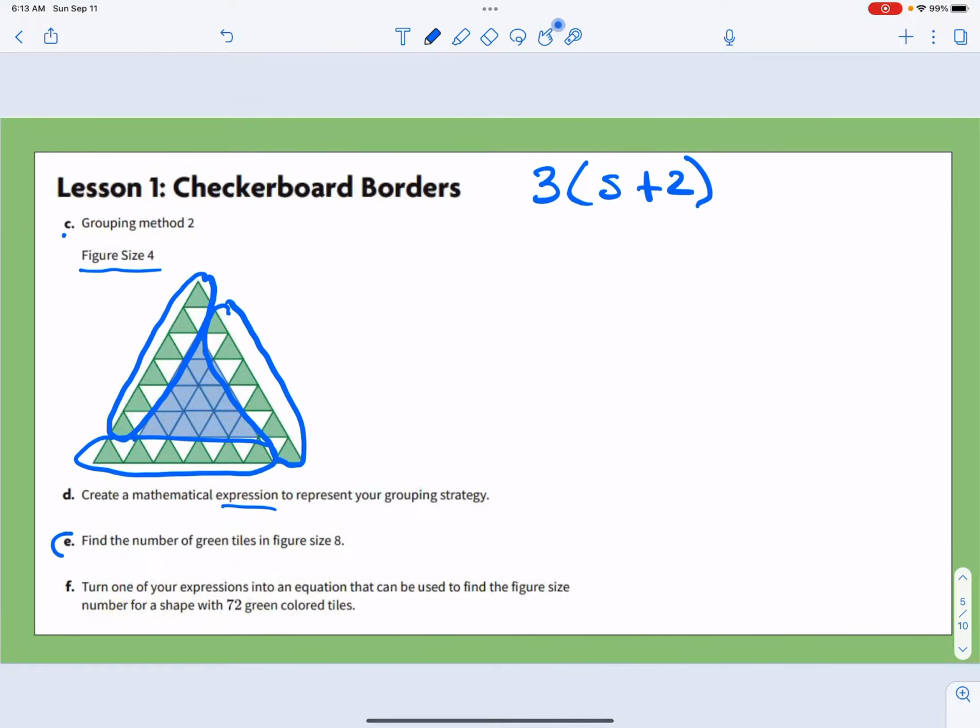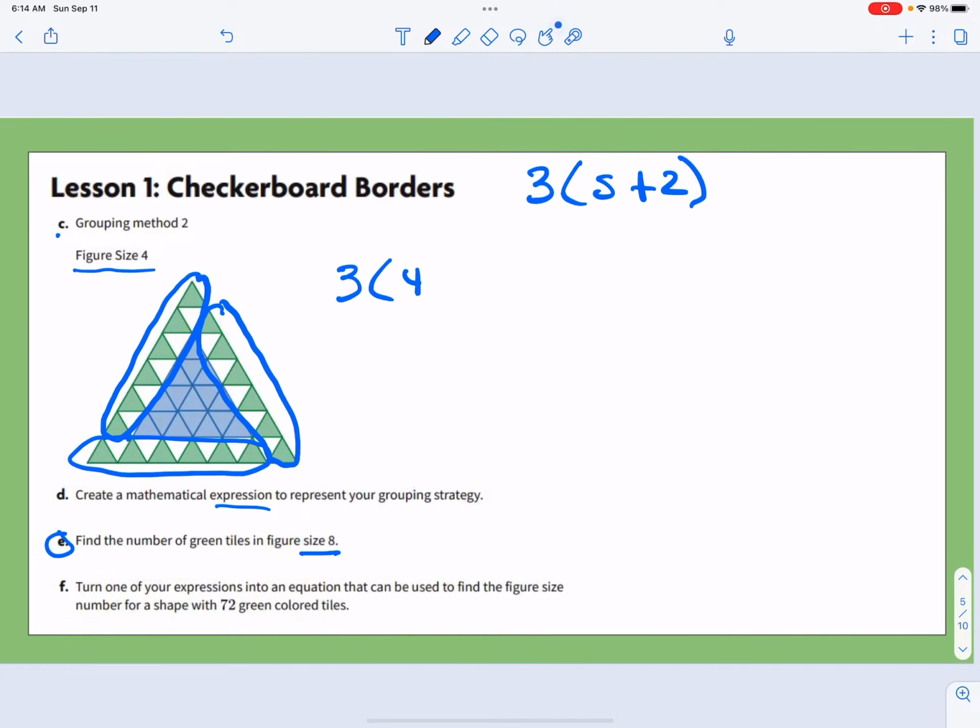For question E, it wants to know the size of a figure 8. And you can see in this case nothing's really changing. I still have 3 groups, and if I check it out, the size of this one is 4. Let's pretend we use that one real quick. 3 times 4 plus 2, right? That becomes 3 times 6. And we saw before, this middle number was 5 last time because that was the number inside of our groups.